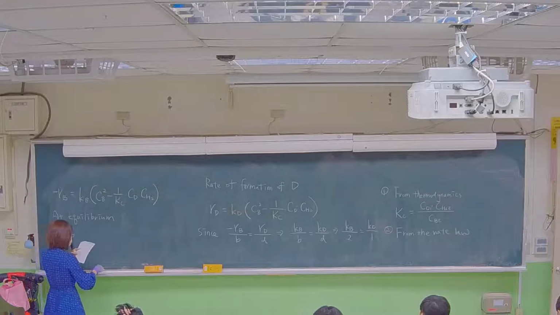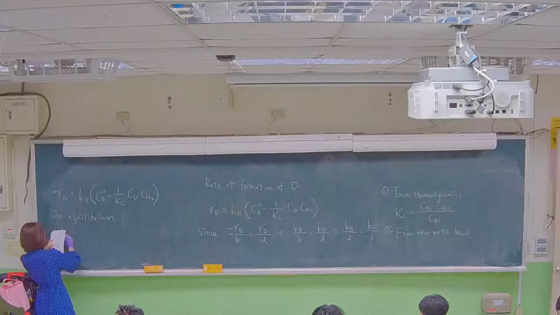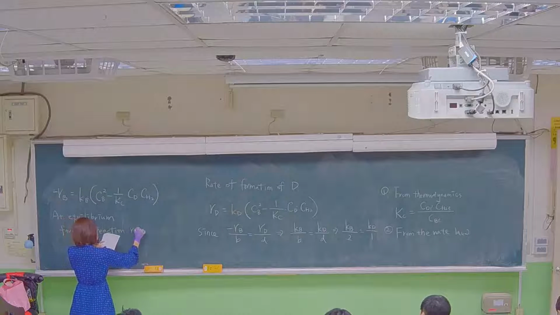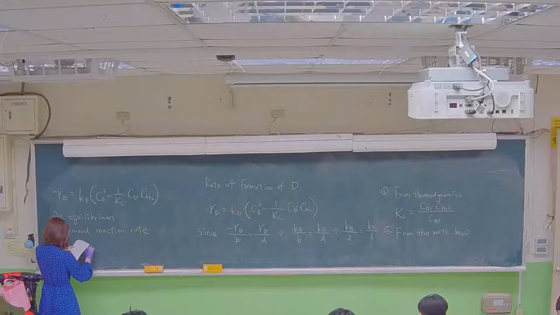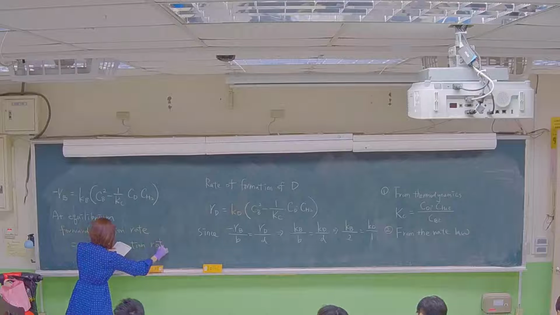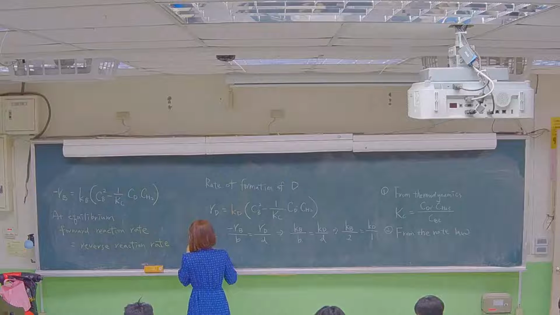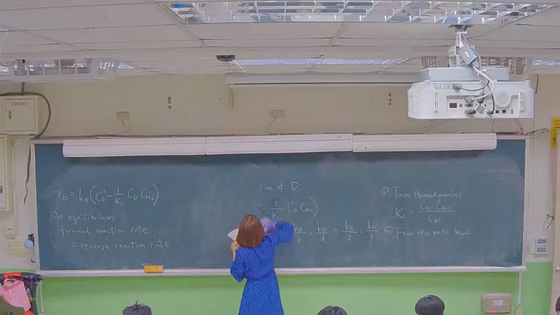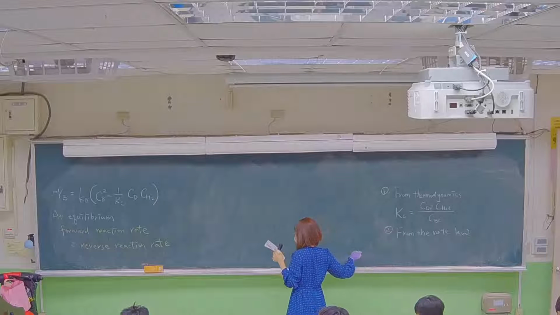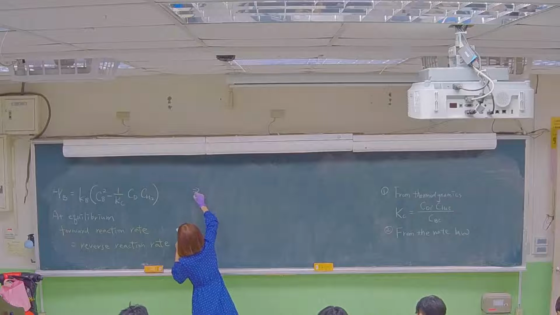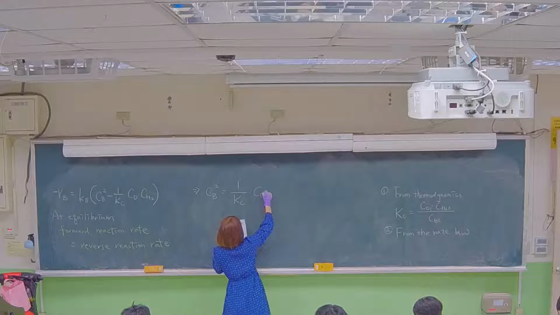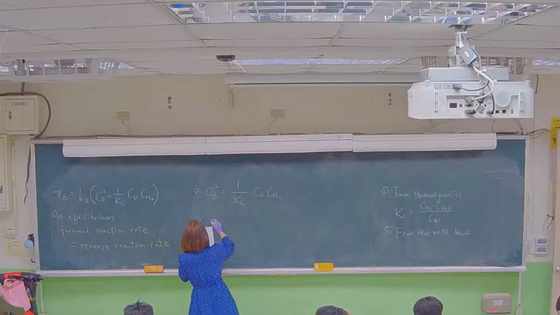at the equilibrium, what will happen? At the equilibrium, the forward reaction rate is equal to the reverse reaction rate. Okay? So we got this. Rearrange, you get Kc.